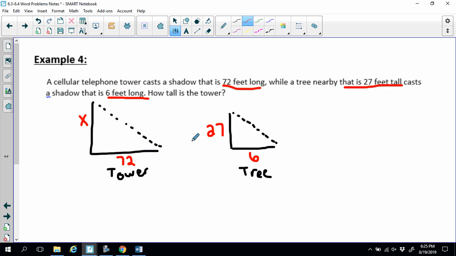So we're getting all this information from our sentences here. So now basically this is just like we did last time, and it's easier because all of our dimensions are in feet, so we don't need to convert anything. So actually what I like to do is have you guys pause this video and go ahead and try this on your own. So you're going to create a proportion so you can figure out how tall the tower is.